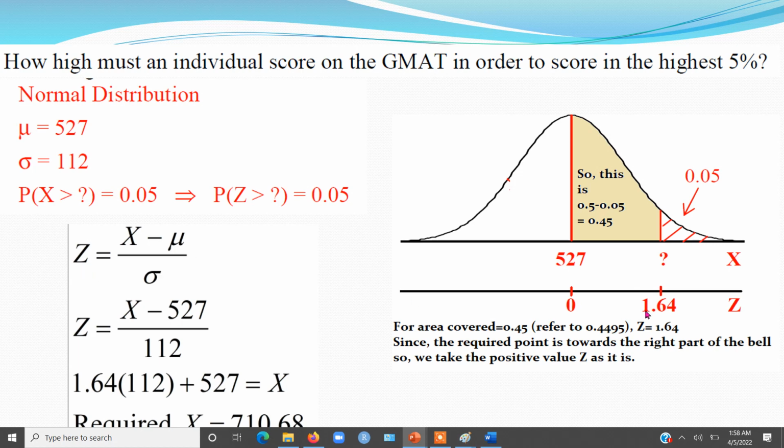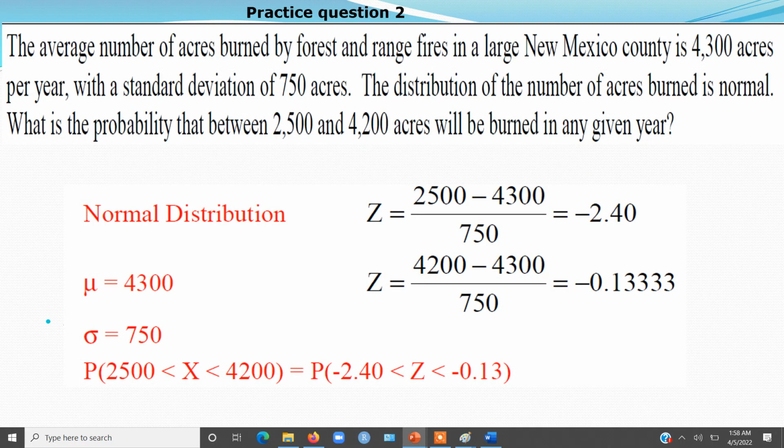So now you simply substitute the value of the z-score. You already have mu and sigma, and just solve it for x, and you get that you need to score roughly 710 marks to ensure that you are in the top 5% of the students, right? So this was about the inverse use of the z table.